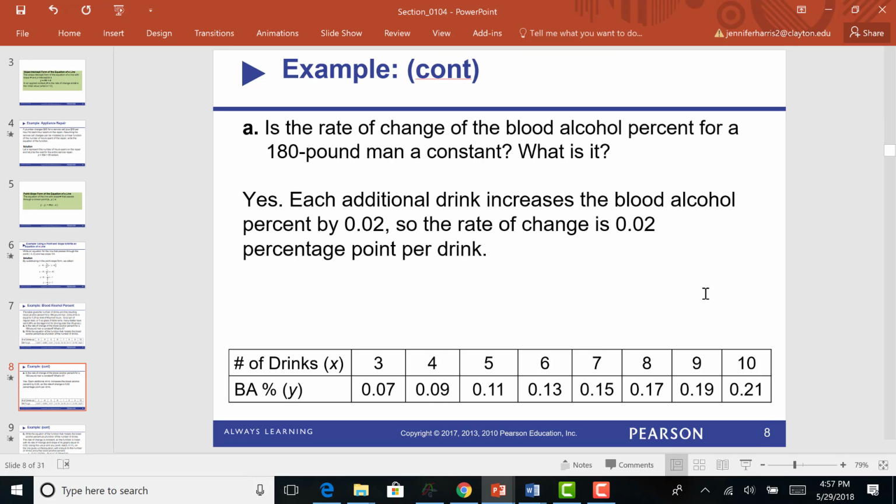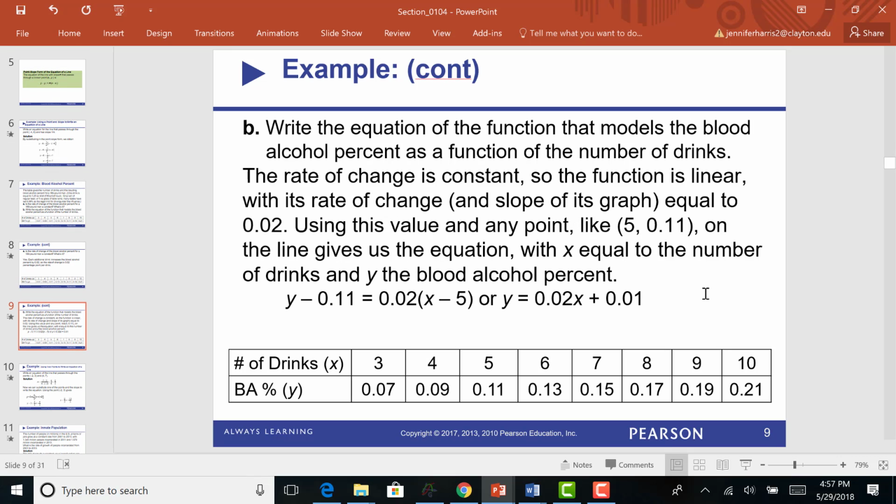Alrighty, with that said, we've already discussed the details because you already said his blood alcohol went up 0.02% for every drink that he took. We solved the equation, got y by itself, and ended up with the same equation that's on the screen. y equals 0.02x plus 0.01.